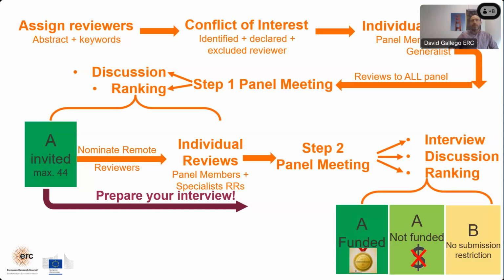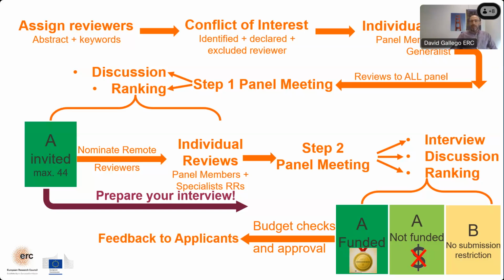The ranking at step 2 is only 2 categories, again divided into 3 subcategories. A is funded, A is non-funded because there is not enough budget, and B, meaning that the proposal is not quite ready to be funded, but there is no resubmission restriction. So all proposals invited for the interview can reapply immediately the year after. After the ranking has been finalized, the panel will do the budget checks. I highlight this: the budget does not take part in the scientific evaluation of the proposal. The budget is checked only when the ranking is finished. And again, you will receive all the feedback, all the individual reviews, and the panel comment, which is a summary of the discussion in the panel meeting.